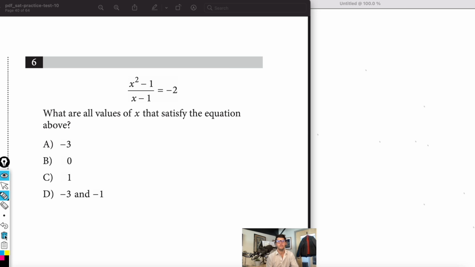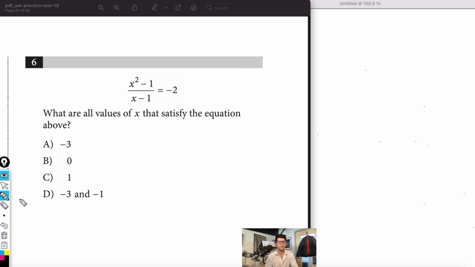You could just try out the values though. If you try out negative 3, you get 9 minus 1, right? Negative 3 squared is 9. And then negative 3 minus 1 is negative 4. And this is equal to negative 2 because it's 8 over negative 4, which is negative 2.